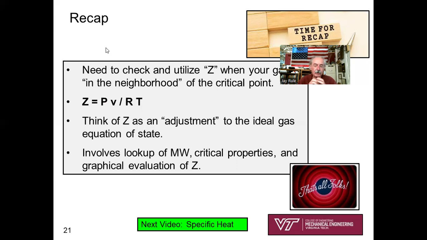I hope you saw that on the graph, on the graphical method, Z was somewhere in the neighborhood of 1, which would signal ideal gas. It does involve the lookup of molecular weight and critical properties, and then finally graphical evaluation of what Z is based on your P_R and your T_R, reduced pressure and reduced temperature. Okay, that takes care of generalized compressibility factor, and I'm going to put that to bed.